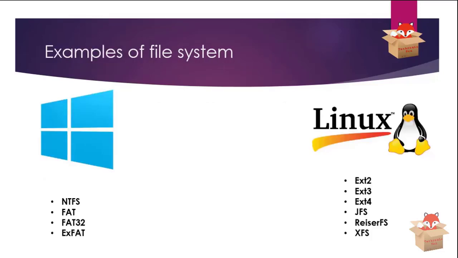Examples of file systems: while formatting your pen drive, I guarantee you might have come across these terms: NTFS, FAT, FAT32, exFAT. These are different file systems for the Windows operating system. Like that, Linux also has some file systems like ext2, 3, 4, JFS, ReiserFS and XFS. There are many more, but these are the common ones used by these two operating systems.